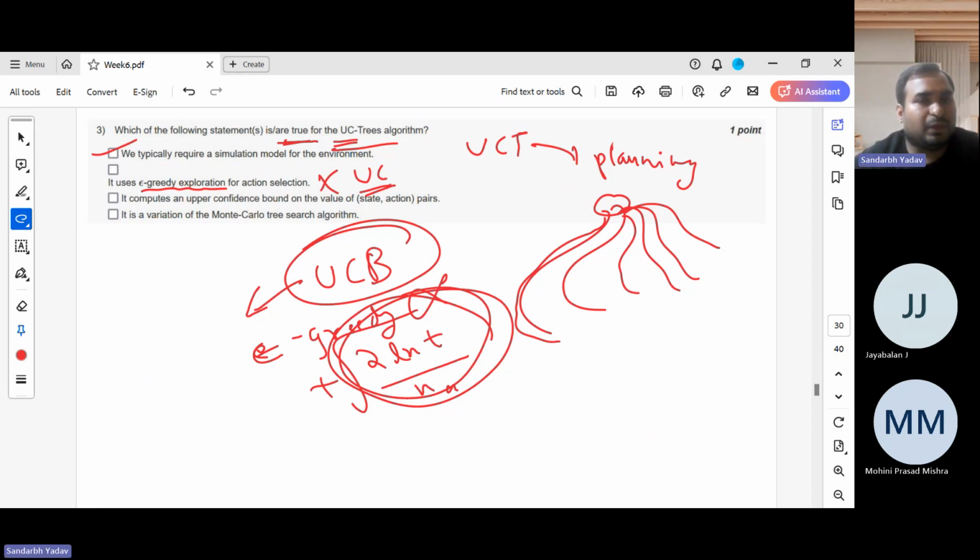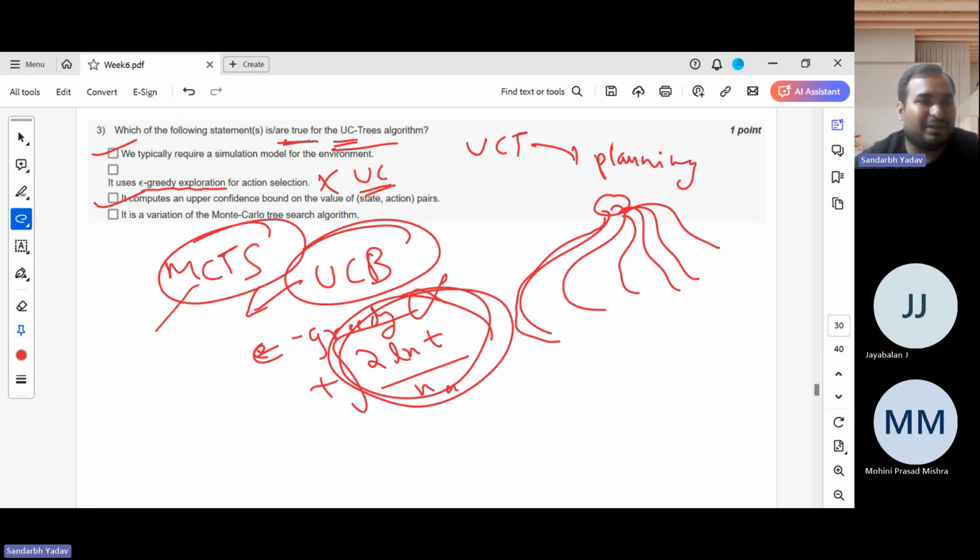It computes an upper confidence. Okay, so this they have given in the next option. It computes an upper confidence bound on the value of state action pairs. Yeah, definitely. So now the last question is, is it a variation of Monte Carlo tree search algorithm? I won't give you this because this will determine the answer.